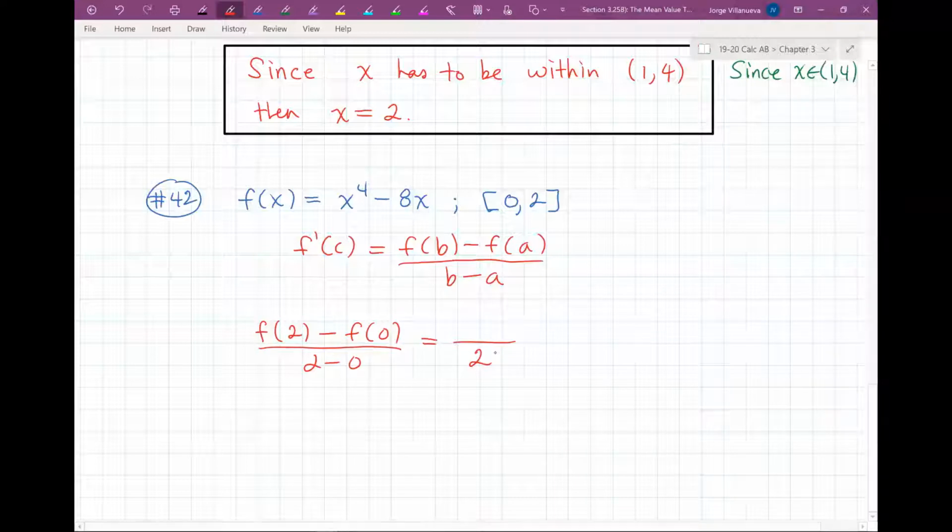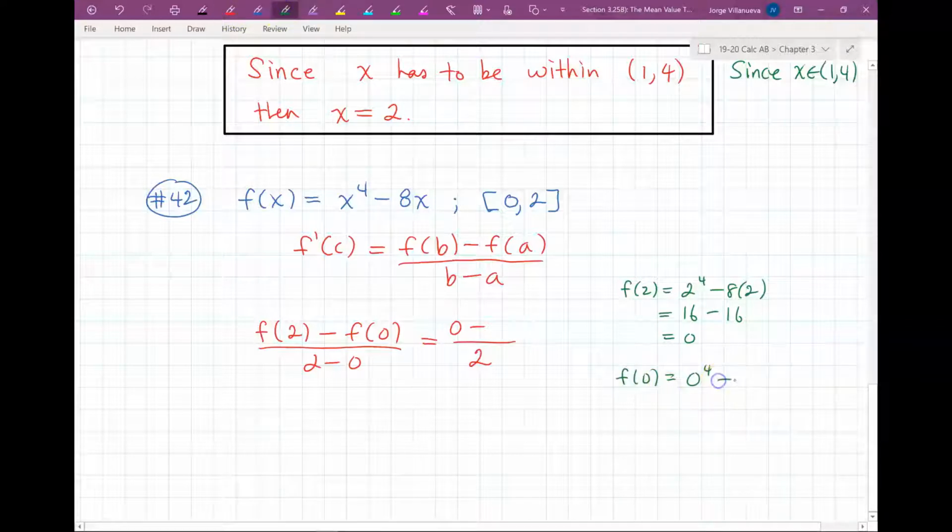If I plug in f of 2, I'll do a little bit of scratch work here. f of 2 is 2 to the 4th minus 8 times 2. Now 2 to the 4th, that's 16, minus 16, so that's 0. Now f of 0 is 0 to the 4th minus 8 times 0. So we get 0. So, okay, fine. My average slope, nothing wrong with that. My average slope is 0.